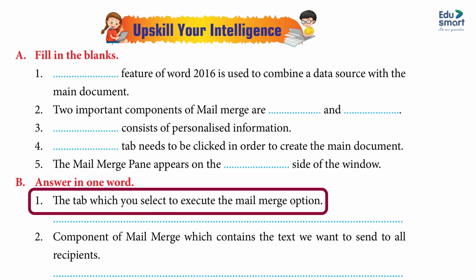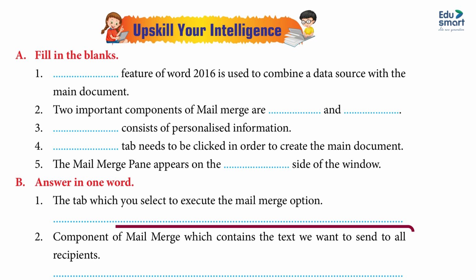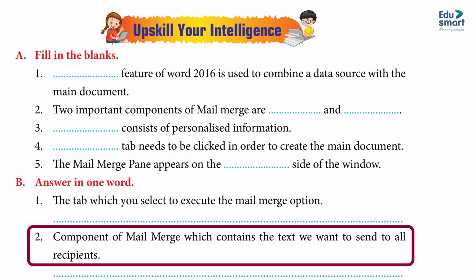B. Answer in one word. 1. The tab which you select to execute the mail merge option. Answer: Mailing tab. 2. Components of mail merge which contains the text we want to send to a recipient. Answer: the main document, the data source and the merged document.